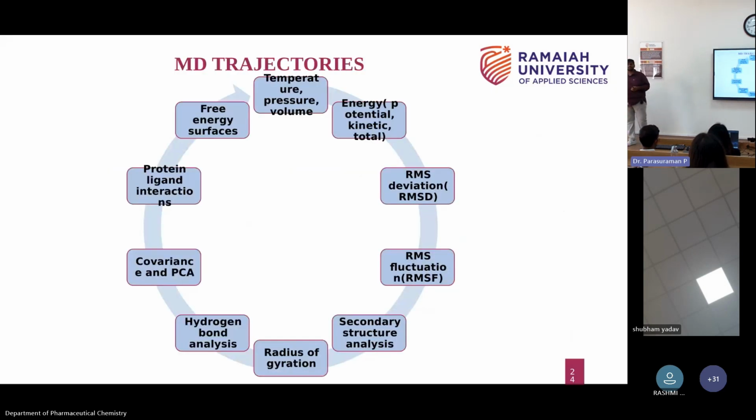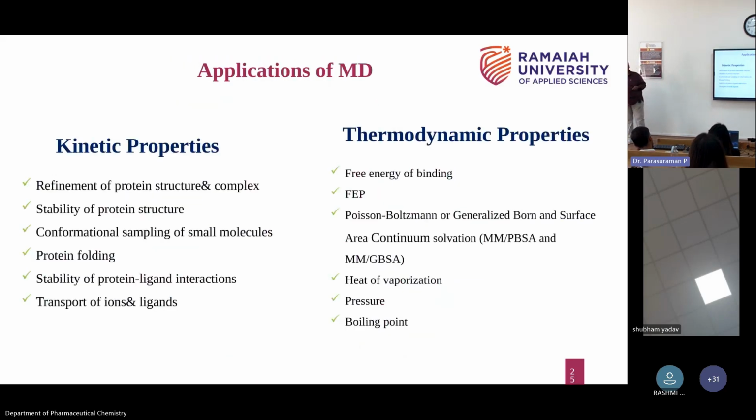So till now we saw how to develop a molecular dynamics model. Now we'll be seeing different types of results which we can expect from molecular dynamics simulation. There will be RMSD, root mean square deviation, root mean square fluctuation, secondary structure analysis, covariance and PCA, and hydrogen bond analysis. These are the different parameters throughout the simulation you can check from the complex. Now we'll be seeing the applications of MD. As I already told, we have structural properties and dynamical properties.